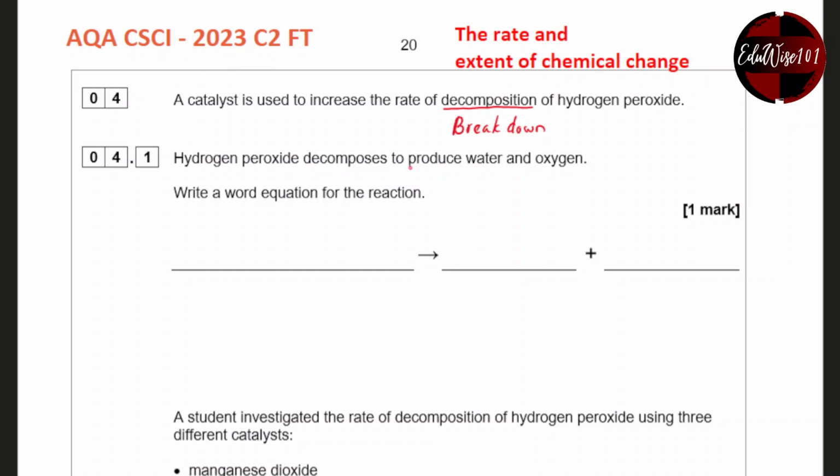Hydrogen peroxide decomposes to produce water and oxygen. Write a word equation for this reaction. So they have given you just one line, so that's hydrogen peroxide to produce water and oxygen. Now, hydrogen peroxide is a reactant, and water and oxygen are the products formed.